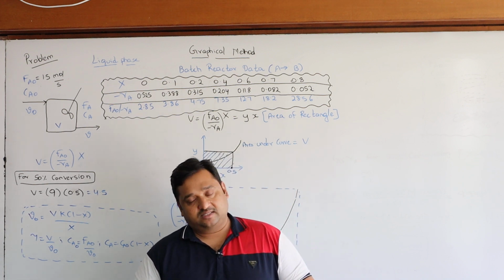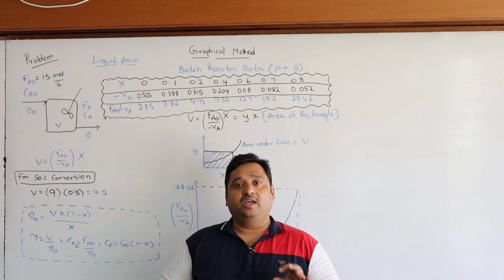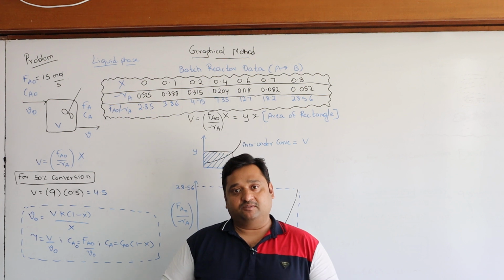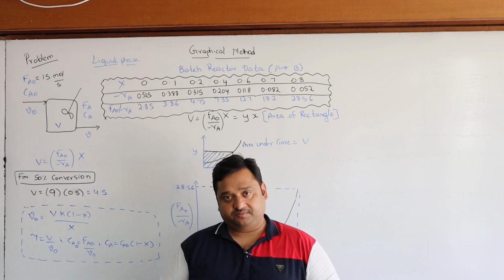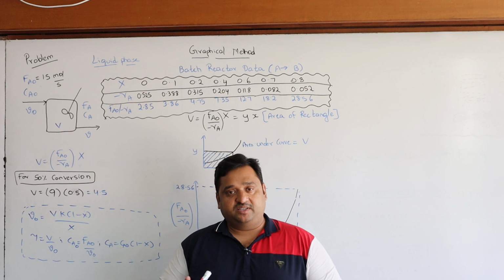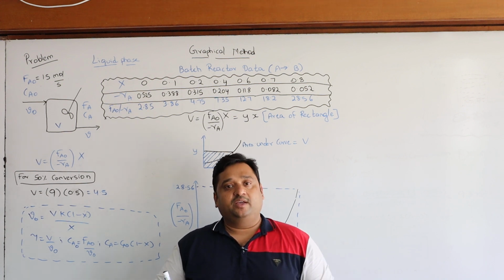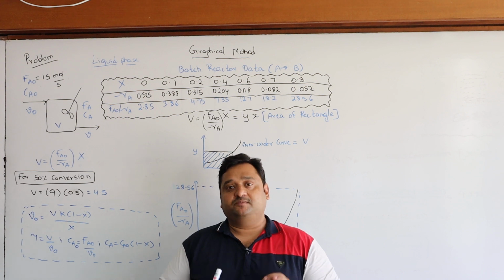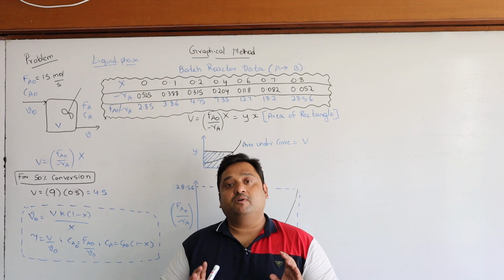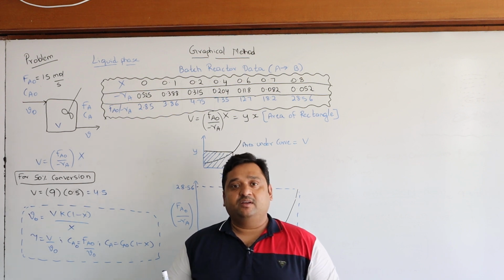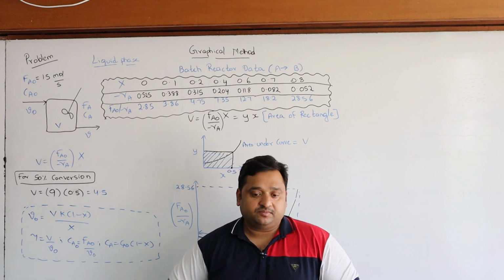In the last class, we discussed the analytical method of finding the volume of a CSTR for liquid phase reactions and gas phase reactions. Today, let us attempt to find the volume of a CSTR through the graphical method.